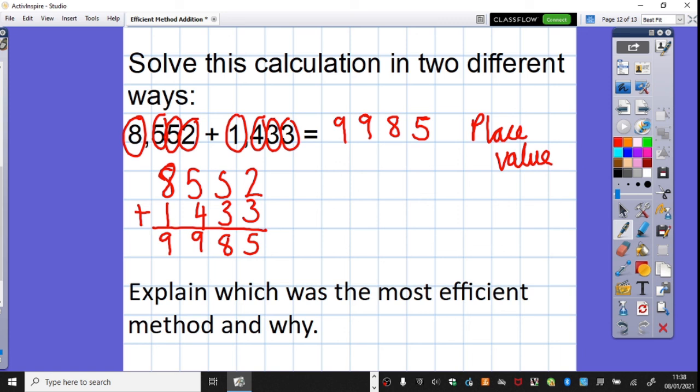It then says explain which one was the most efficient and why. Well, I think that place value one was. It was much quicker, and that's something I could do in my head mentally. So it's what we call the most efficient. It's the quickest, rather than writing down the columns.